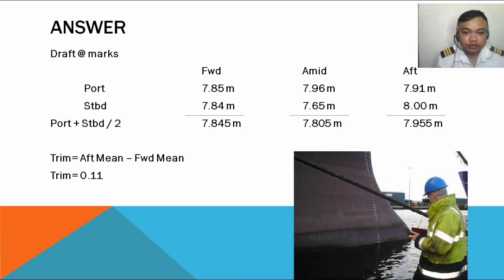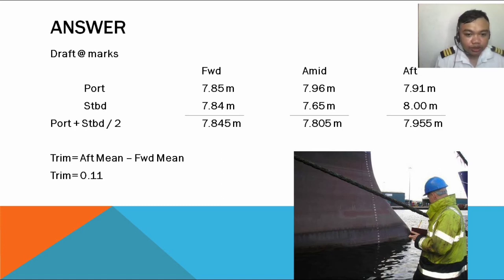Upon draft survey, the readings are the following. We have forward, amid, and aft. At the port side, we have 7.85 for forward, 7.96 for the amidship draft, and 7.91 for the aft draft. On the starboard side, we have 7.84 for forward, 7.65 for the midship, and 8.00 meters for the aft draft. So it means that the ship is not totally upright, and we need to consider that.